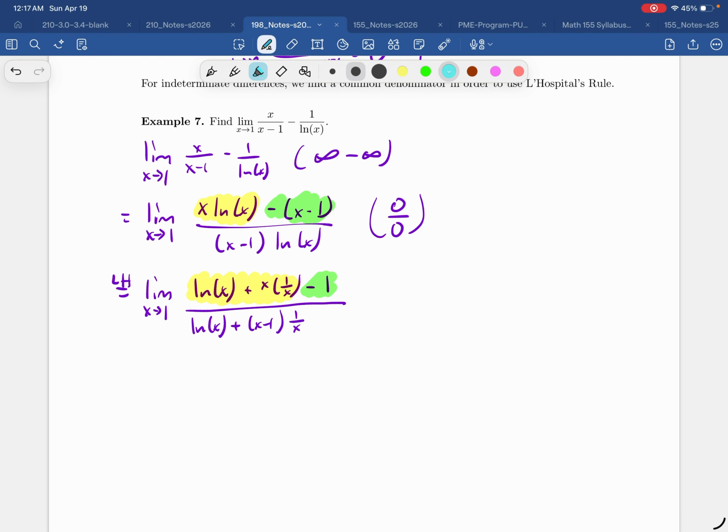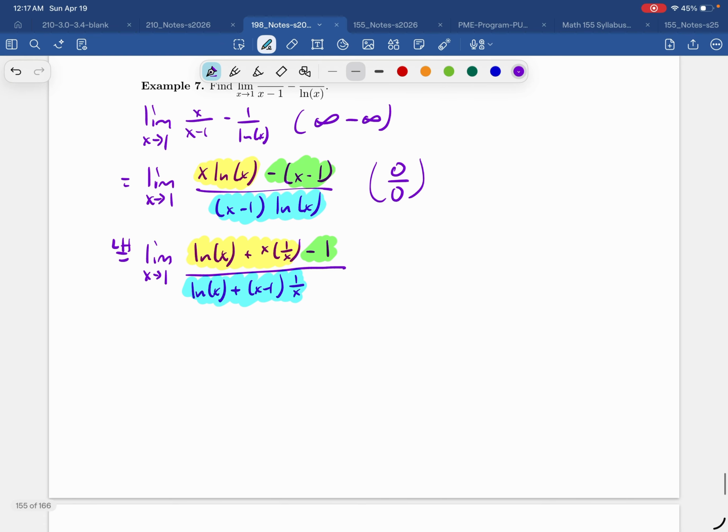Right? This derivative is this. Okay? So anyway, we do it, right? We just kind of simplify some stuff out here, and I think it's going to work out a little bit nicer, right? Because these guys just cancel. Do we see that? Cancel, cancel. And we're left with ln of x all over ln of x plus x minus 1 over x.